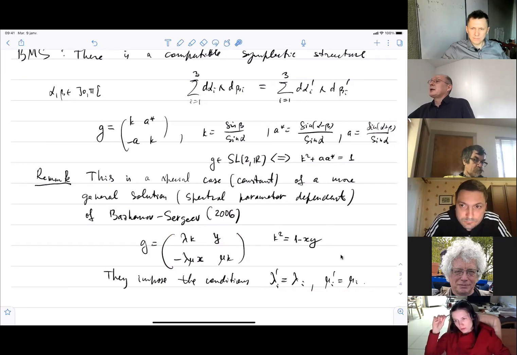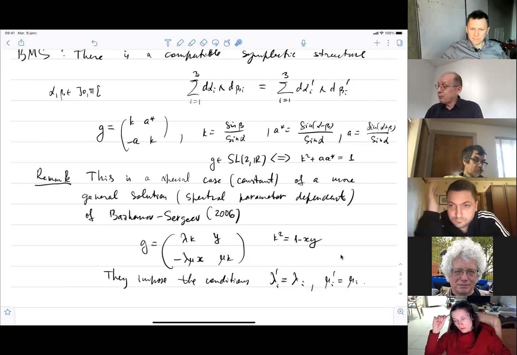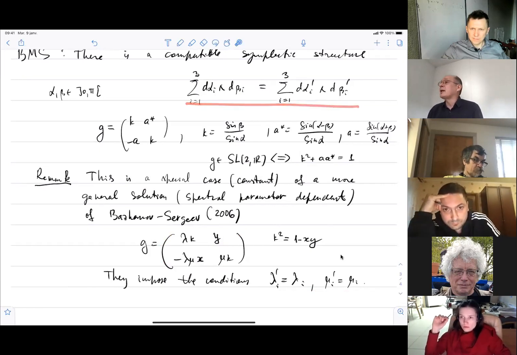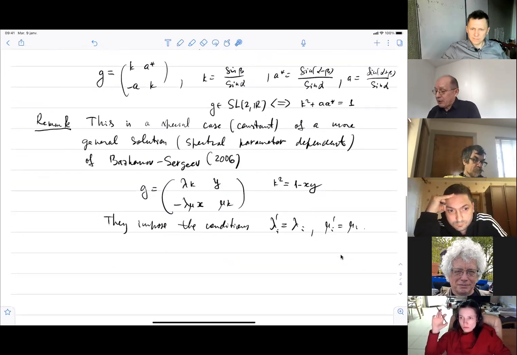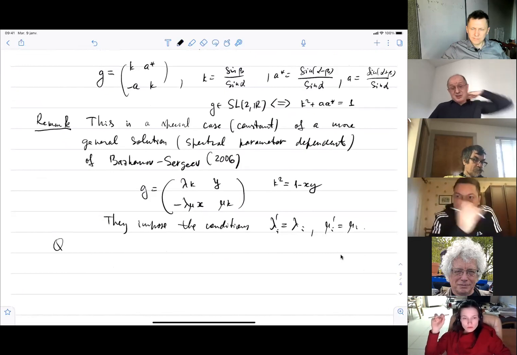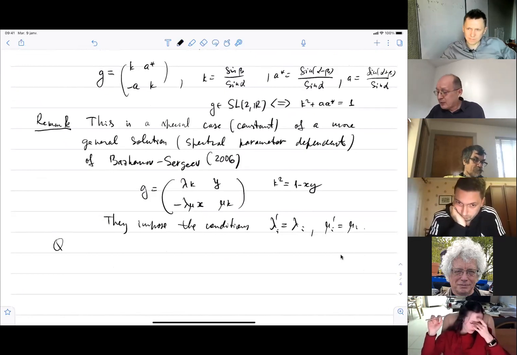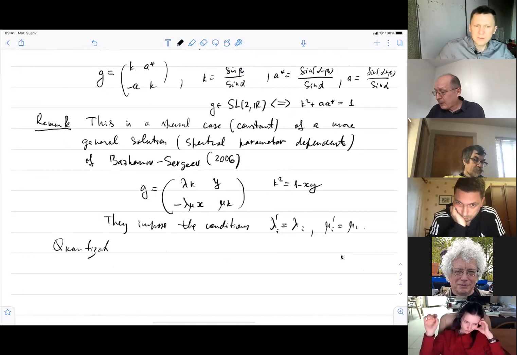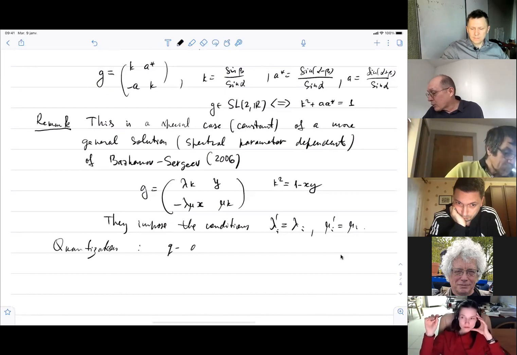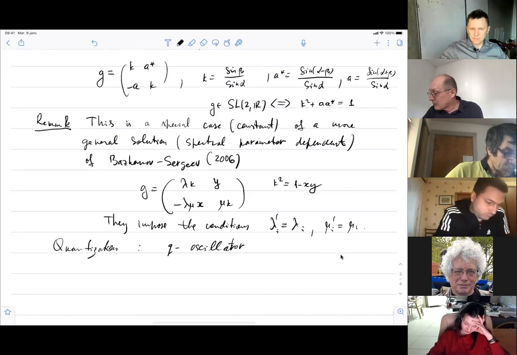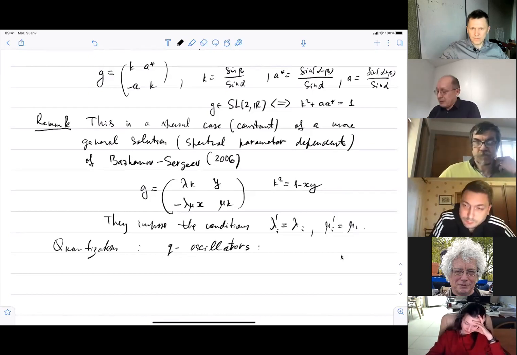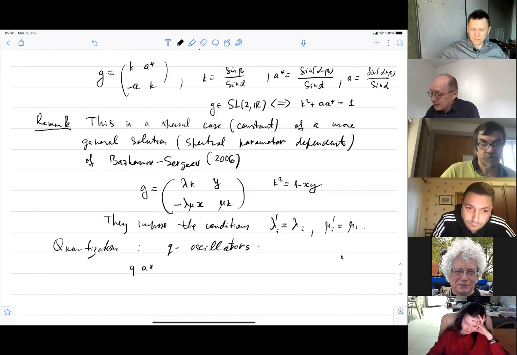And now what do they do? They take into account this compatible symplectic structure, and then they go quantum. They quantize it just purely algebraically, ignoring all the positivity or reality conditions. So quantization, they identify the Q oscillators. So what is a Q oscillator? It is this kind of thing. So let me put hats.